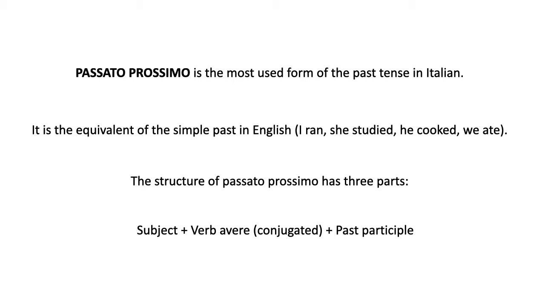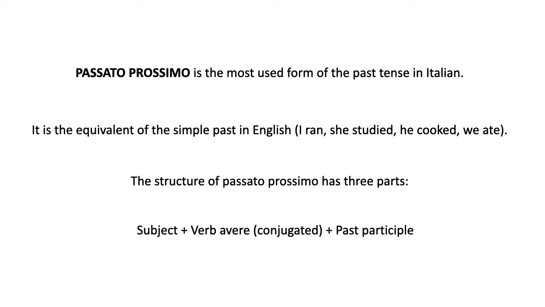The second part is the verb avere, right? The one we already know, the one that means to have. And that verb needs to be conjugated. It needs to be changed depending on who is the subject. Okay, so if the subject is io, the form of avere I need is ho. If it's tu, I need hai. If it's lui or lei, I need ha. If it's noi, I need abbiamo, and so on and so forth. You already know this, okay? So that is the second part.